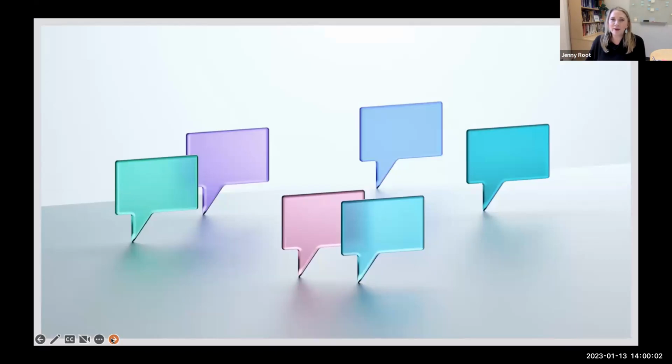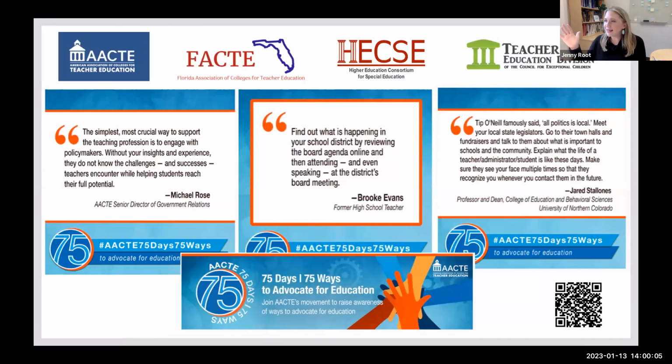As we close, I want to make you aware of these organizations and acronyms that we've discussed. So AACTE is the national group on teacher education. And then we have FACTI, which is the Florida chapter that our college is involved in. We are at FSU members of HEXI. And so those resources are definitely available to all of our doctoral students, but other faculty and students as well, and then the teacher education division of special ed. But AACTE is having 75 days, 75 ways to advocate for education. So you can go to their website and see some of these quick tips. I think it's really interesting to see the wide variety of people that are submitting them, and it might give you an idea or inspiration for how to do that through your research, teaching, and service.